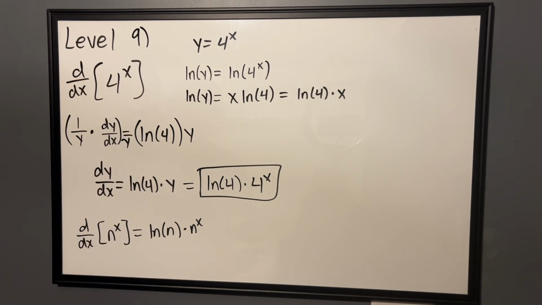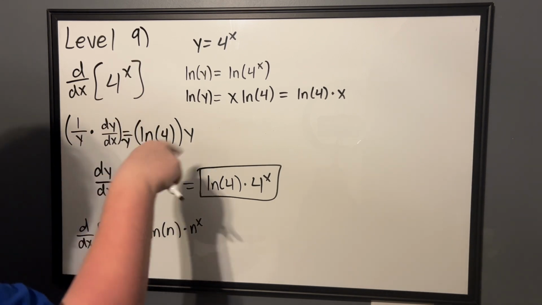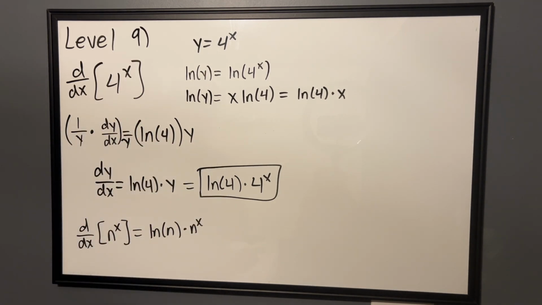So some professors will let you use this, but others will have you go through this whole process. So I think it's important to do it just to see how it's actually derived. Okay, so that's it for level 9. We're going to move on to level 10. This one is going to be a little bit different and it's going to be a little tricky, but it is level 10 for that reason. So we'll go ahead and get started with that right now.